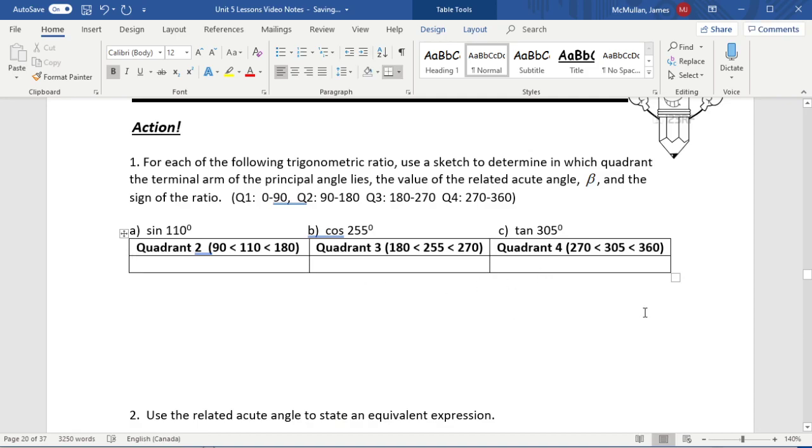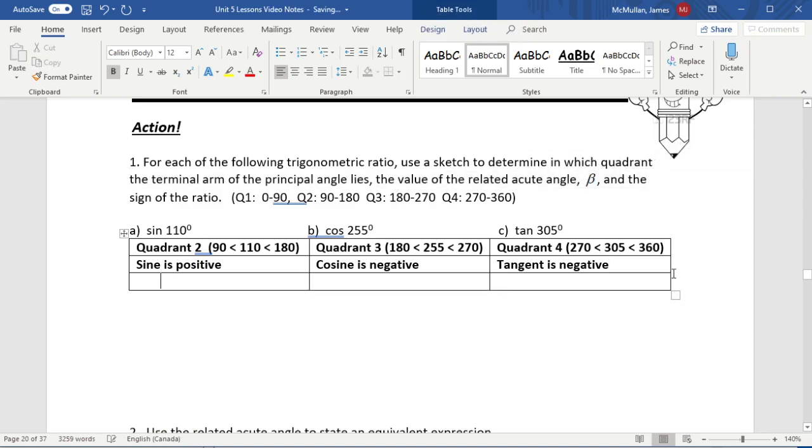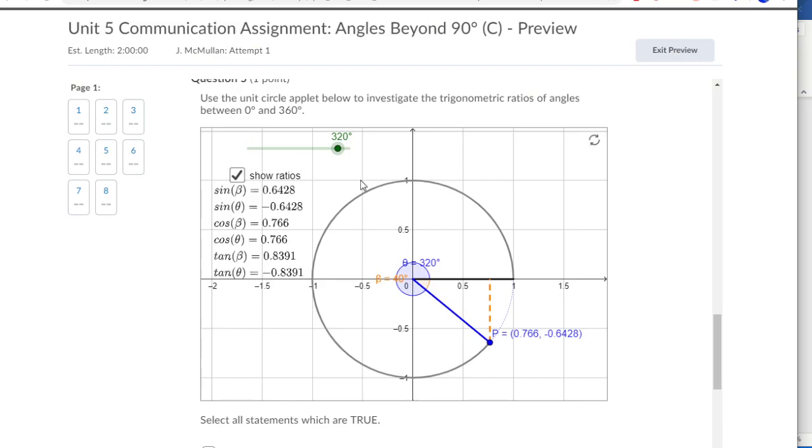Now in quadrant 2, sine is positive. So I'm expecting it to be positive. In quadrant 3, cosine is negative. Cosine, remember, is positive in quadrants 1 and 4. Tangent is negative in quadrant 4, right? Because it's only positive in 1 and 3. Now it says, find the related acute angle. Now, I would suggest drawing it for the related acute angle until you get the hang of this. So let's just use this to draw them for a sec.